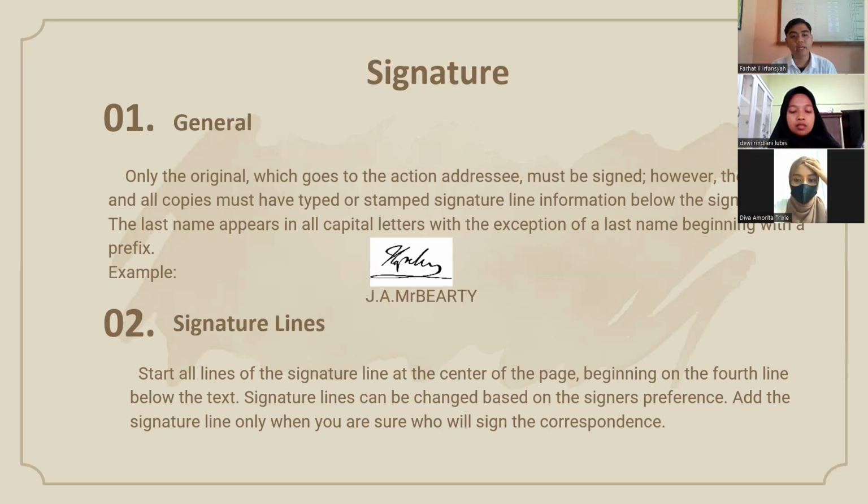The second one is signature lines. A signature line is where we start all lines of the signature line at the center of the page, beginning on the fourth line below the text. The signature line can be changed based on the signer's preference. Add the signature line only when you are sure who will sign the correspondence. I think that's all from me for the first material. The next material will be explained by Dewi. To Dewi Rindiani Lubis, time is yours.